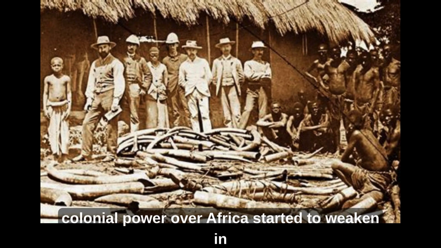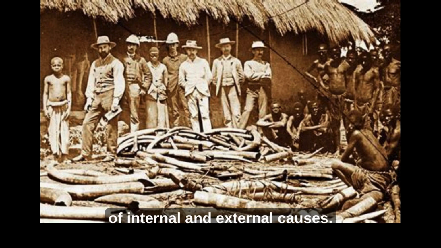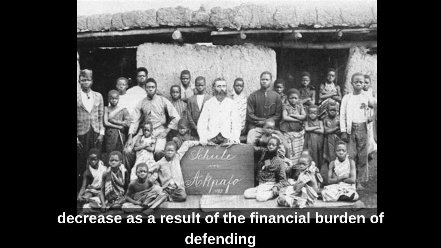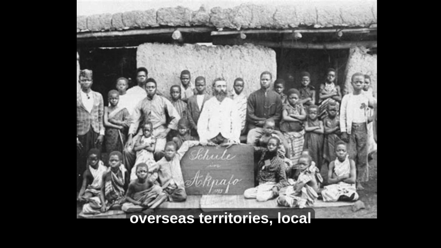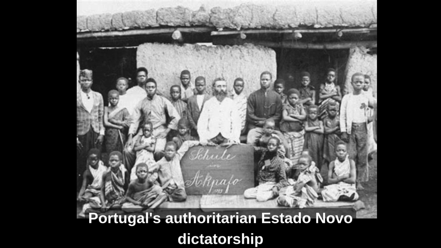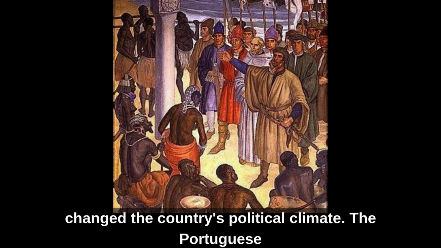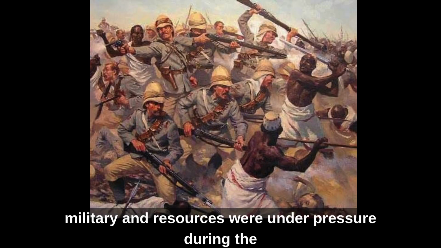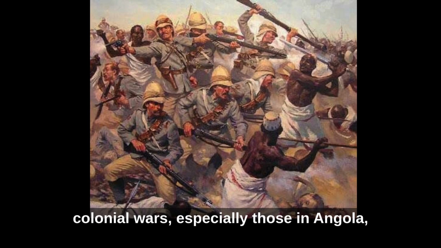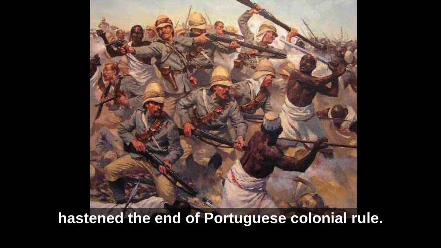Portuguese colonial power over Africa started to weaken in the middle of the 20th century as a result of a convergence of internal and external causes. Portuguese colonial domination began to decrease as a result of the financial burden of defending overseas territories, local popular resistance, and external forces. Portugal's authoritarian Estado Novo dictatorship saw mounting internal resistance, which changed the country's political climate. The Portuguese military and resources were under pressure during the colonial wars, especially those in Angola, Mozambique, and Guinea-Bissau, which hastened the end of Portuguese colonial rule.